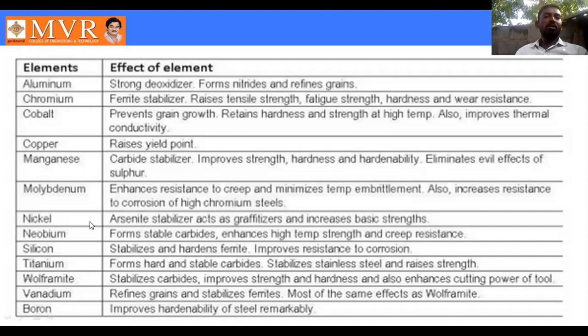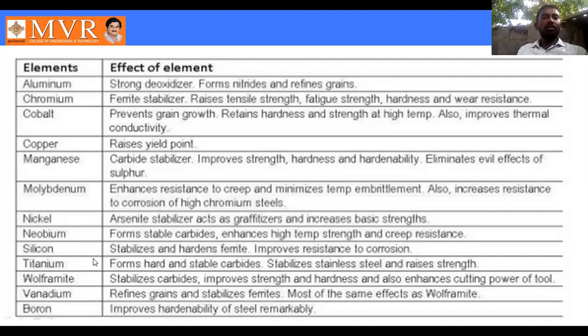Nickel: by using nickel, what effect can we see on the metal? It increases the basic strength, and the stabilizer acts as a graphitizer. See the effect. Another one, silicon. You can use it for silicon. That is the effect of silicon: stabilizer and hardness, ferrite, and it improves the resistance to corrosion.